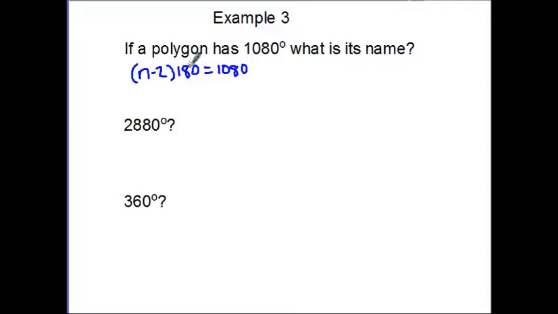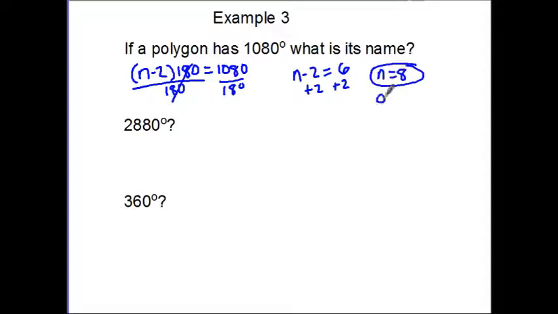We have two options, either to distribute the 180 to both sides, or we're going to divide both sides by 180. So it cancels out, which leaves us with n minus 2 equals 6. Last but not least, add 2 to both sides, and the number of sides is going to be 8, and an 8-sided figure is an octagon.